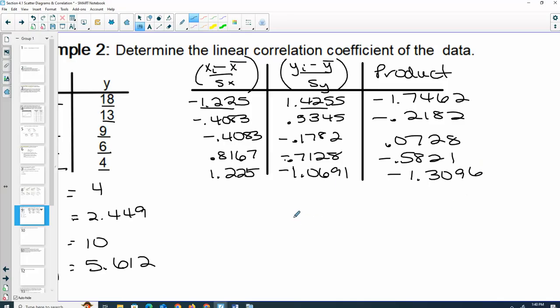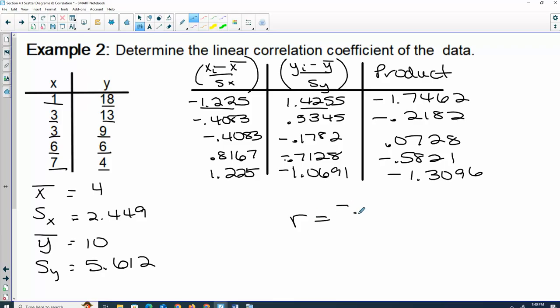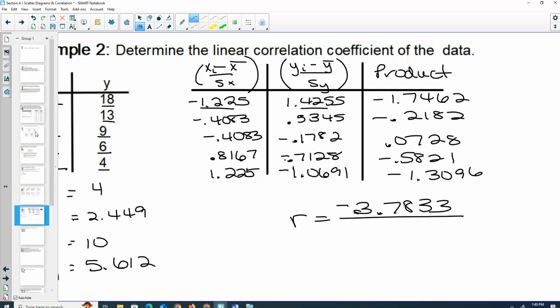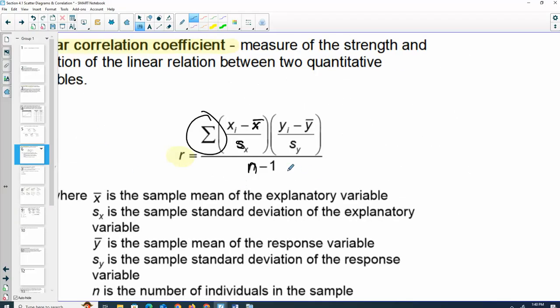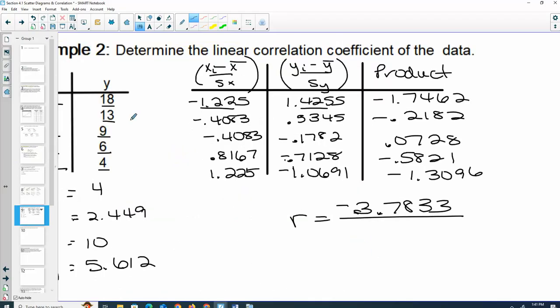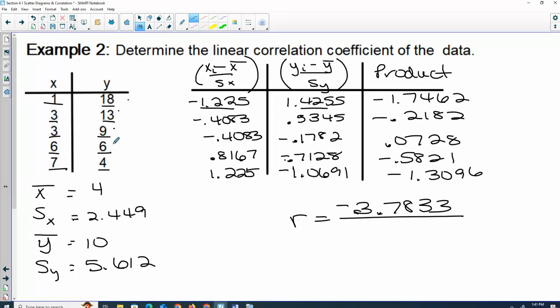And I got -3.7833. And we divide by, looking back at our formula, n minus 1. N here is representing the number of ordered pairs. So how many ordered pairs do we have? So 5 minus 1. So divide by 4. And our R is -0.9458.